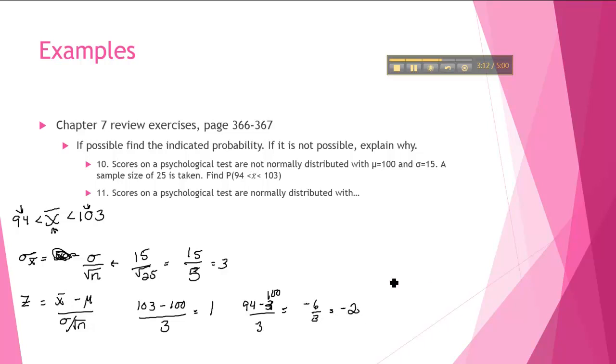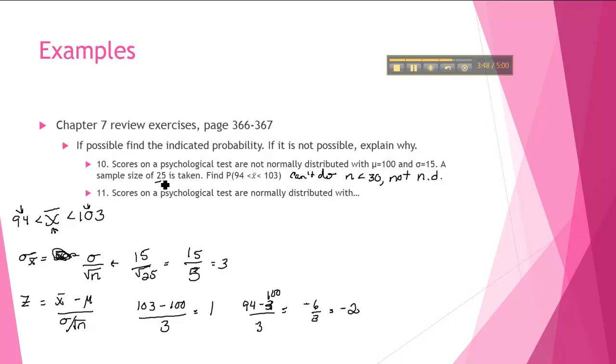So when we want to find the probability of this, again, we're assuming that it's not normally distributed, and a sample size of 25 is taken. That's less than 30, so we actually can't do this one. Can't do: n is less than 30, and not normally distributed. I'm just going to write ND for normally distributed.